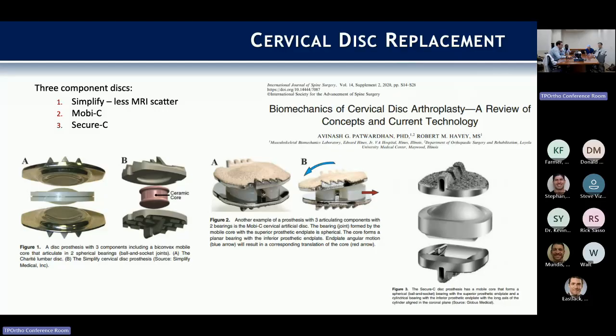So now a little bit more about maybe what we're using today. Implants are classified, again, by the number of components that I mentioned. Newer 3-piece implants, such as the Simplify and the Mobi-C, theoretically allow for more motion, where the 2-piece options, such as the ProDisc, offer more stability with a fixed core. And again, the choice depends on clinical goals, anatomic factors, and what we're comfortable with instrumentation-wise. I think what's important is that the Simplify, as we've seen postoperatively, has the least amount of MRI scatter, which can be very important and clinically relevant for patients with follow-up imaging that's done not infrequently.